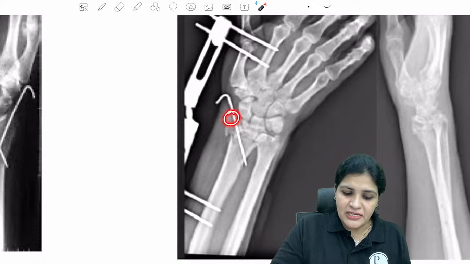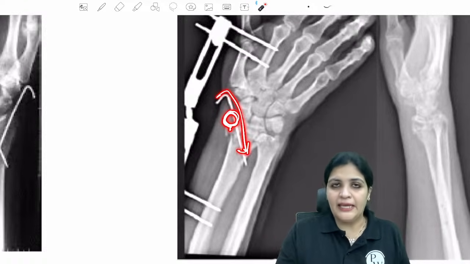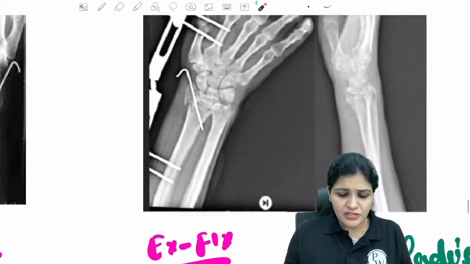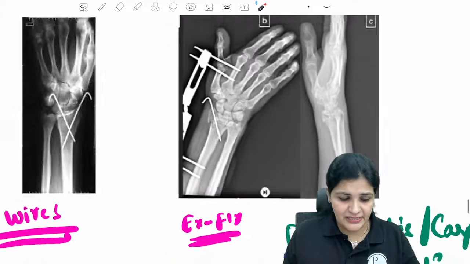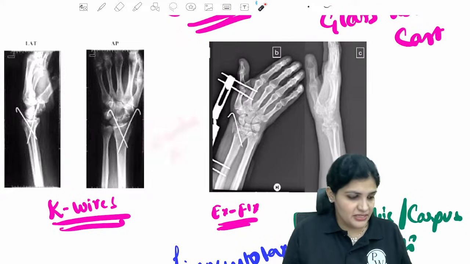And sometimes if there is a small fragment which is not connected, then you can fix this with the K wire. Okay, so this is called the X fix, that is the external fixator, and these are called the small K wires which are used for the fixation.